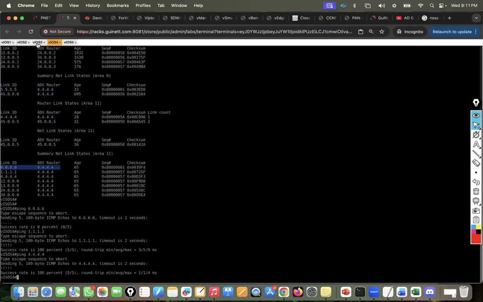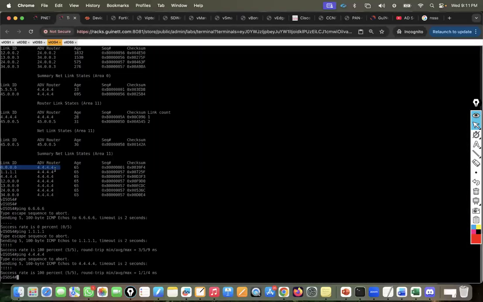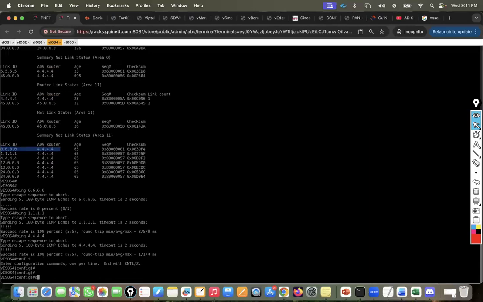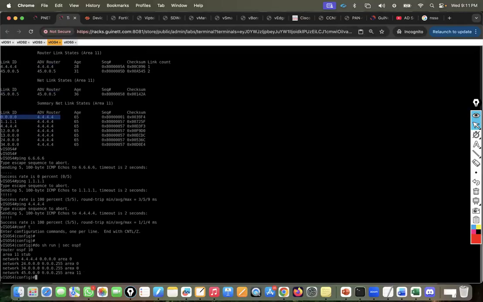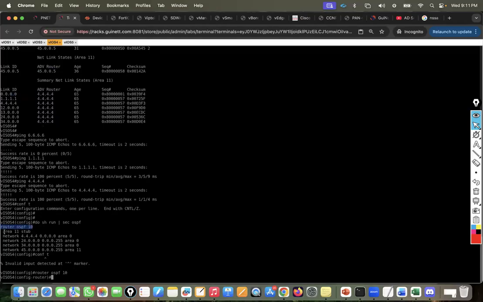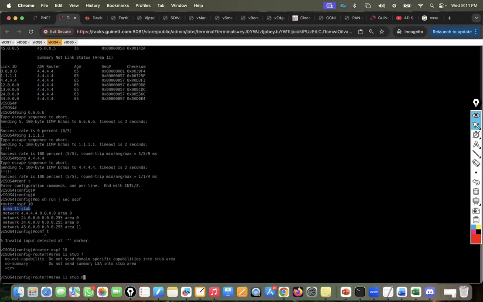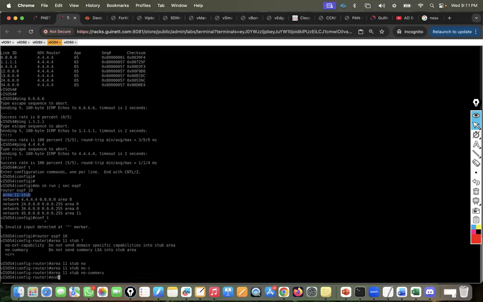But now let me change the role. Sabir, can you mute for 1 second? And if I go in R4, into the configuration, do show run section OSPF, and I will make this again, if totally stub, you have to add the no-summary keyword. The moment I do that, OSPF is going to go down.